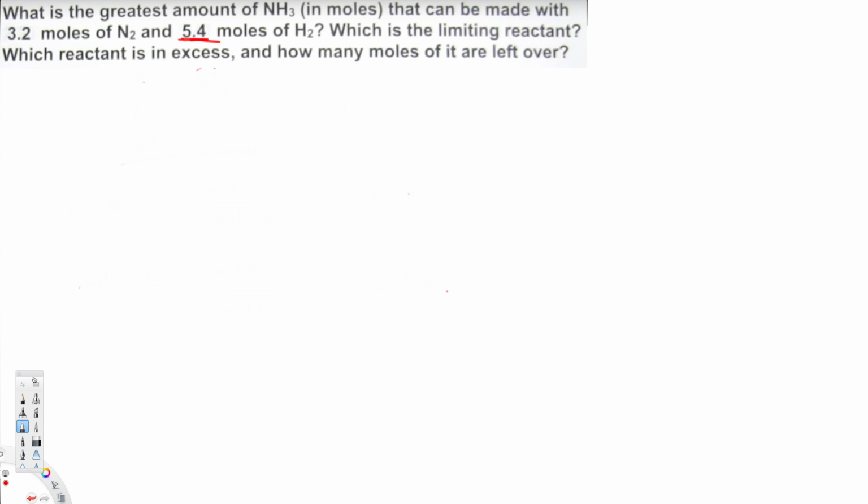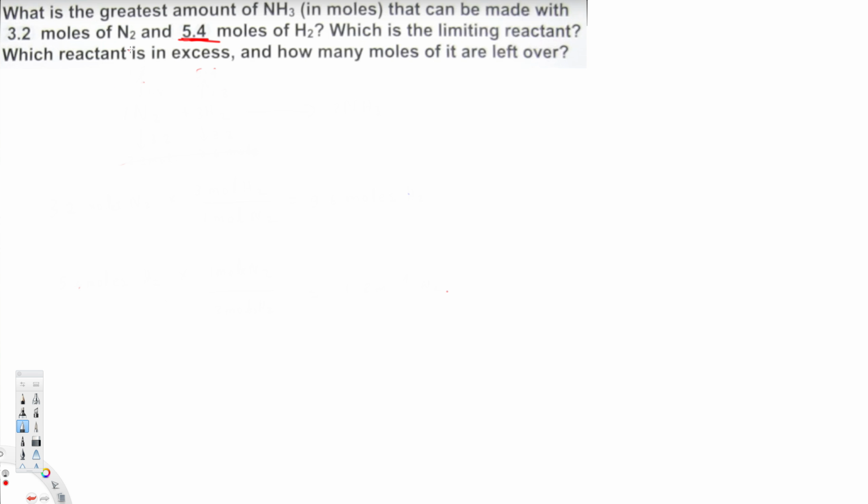Let's do this problem right here. The question is asking what is the greatest amount of NH3 in moles that can be made with 3.2 moles of N2 and 5.4 moles of H2. Which is the limiting reactant? Which reactant is in excess? How many moles of it are left over? So let's see how we can calculate this one.